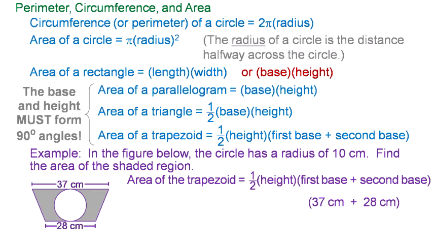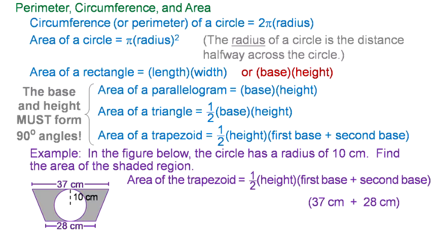For my next step in this problem, I'll find the area of the trapezoid. To do this, I'll use the last formula you see in blue here again. As I said earlier, the bases of the trapezoid are the sides that are parallel to each other, and so I can say that the lengths of those sides will be 37 centimeters and 28 centimeters.